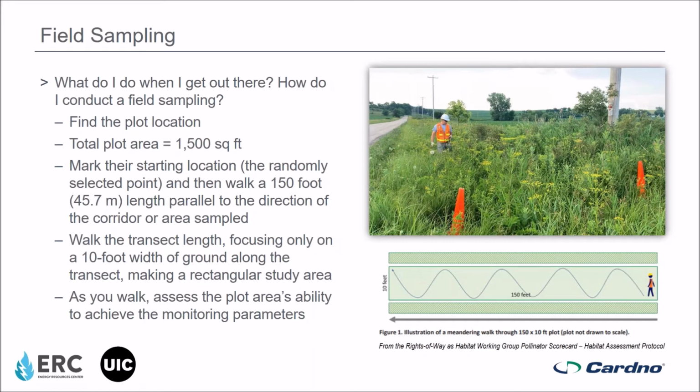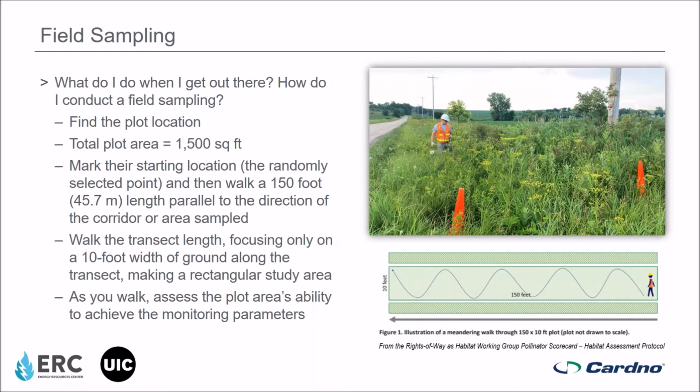Then you want to think about your plot area. Our total plot area is going to be 1,500 square feet total. The way we suggest, as a baseline approach in the field, is that you start from that randomly selected point, and then you walk a 150-foot transect in the direction of the corridor being sampled. Like we have in the photo here along this distribution right-of-way, we're walking linearly down that corridor with that 10-foot wide swath, which is identified by the cones that you can see in the photo there.